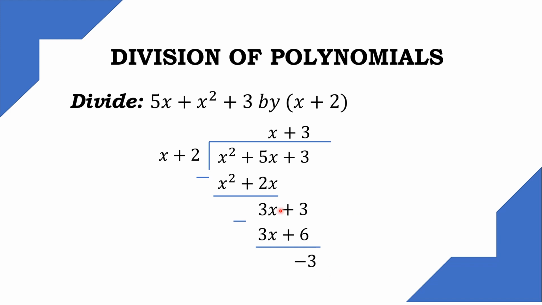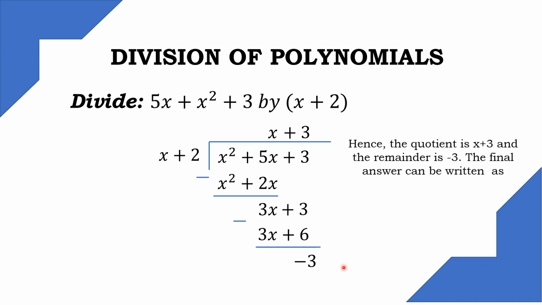So therefore, we have here the quotient, which is x plus 3, and the remainder, which is negative 3. And also the final answer can be written as x plus 3 plus negative 3 over x plus 2.